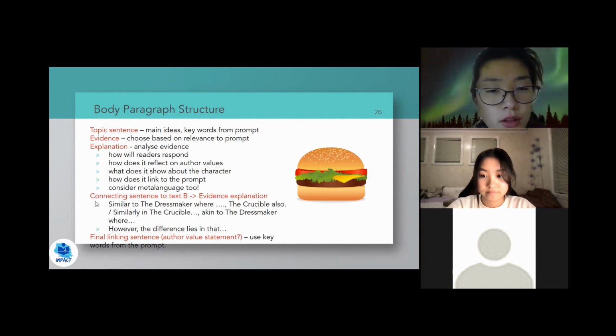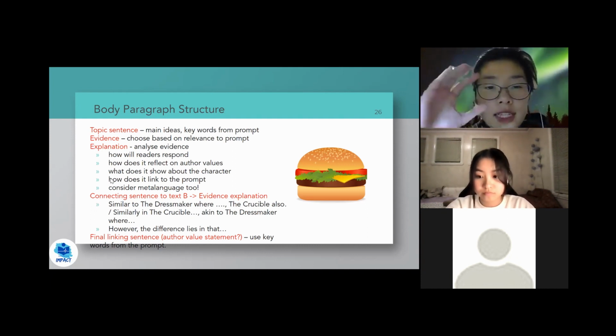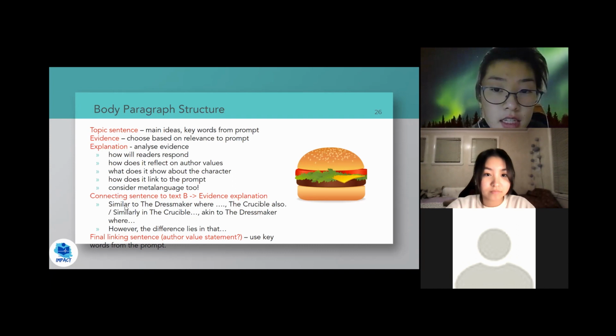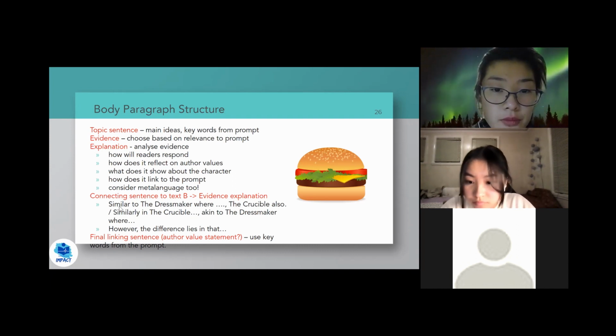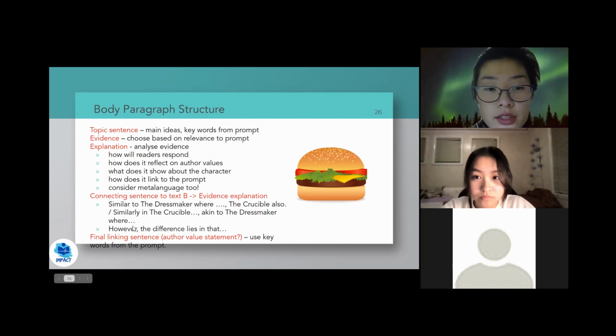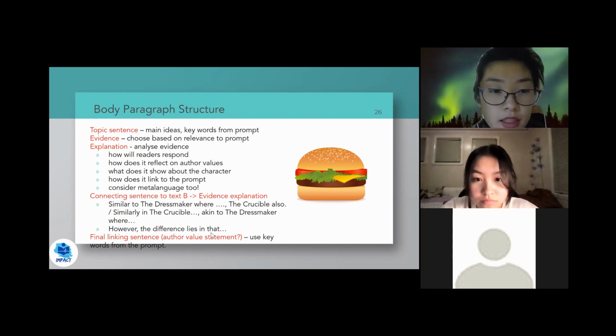yeah, so we're segregating text A, and then we're moving on to text B, and then between that we've got a connecting sentence. For example, we can have a point of similarity, or we can say a point of difference. So a difference lies in something.